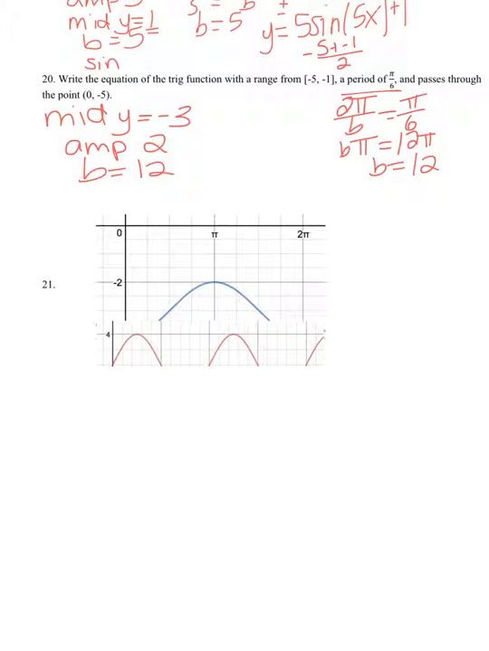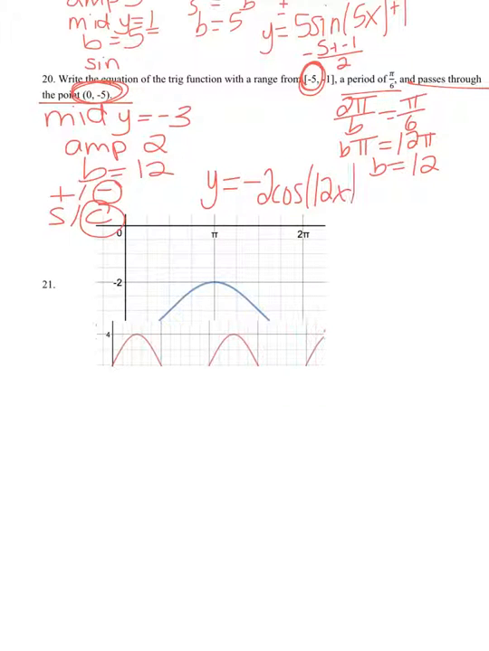The last thing I have to figure out, positive or negative, sine or cosine. And that helps me here with the 0, -5. Because my y-intercept is at 0, -5, right here, it's going to be a cosine function. Because it's not on the midline, it's on one of the two amplitudes. And then because it's below the midline, it's going to be a negative cosine. So this graph is y equals -2 cosine of 12x minus 3.